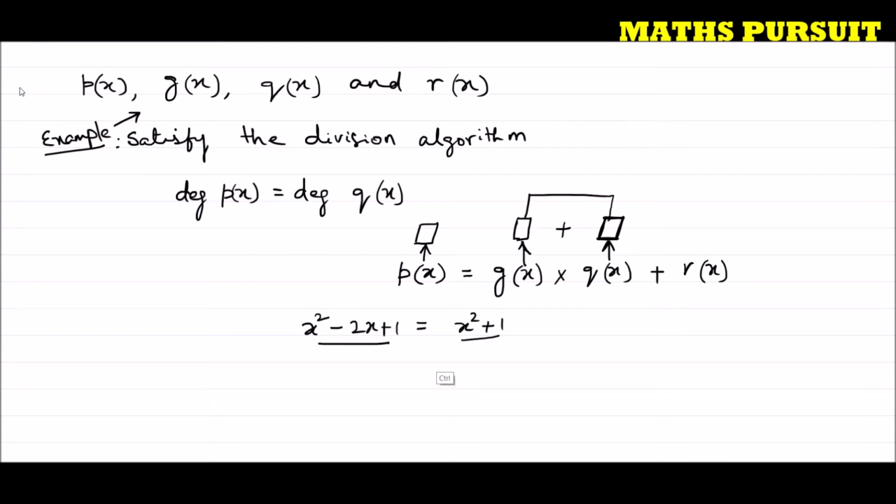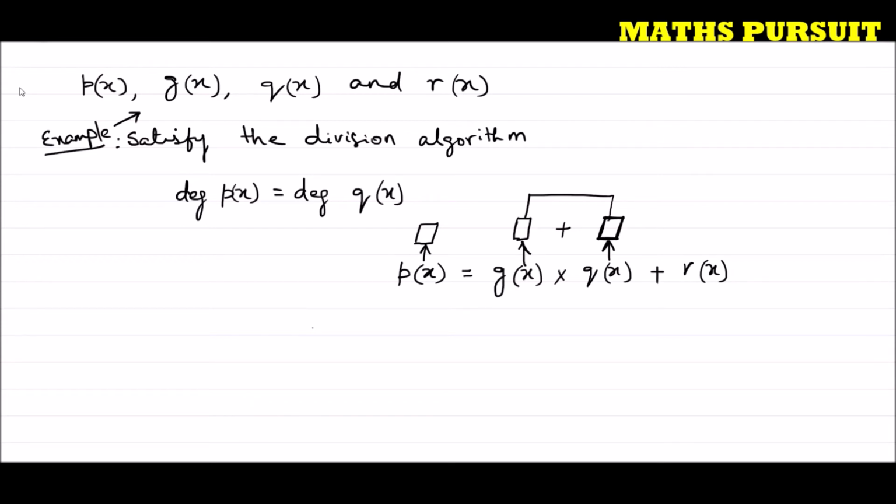Now we are going to frame such an equation with the help of the concept that I told you right now. With the help of this concept, we are going to frame a polynomial whose degree is equal to the degree of q(x). I believe till here we are very clear.